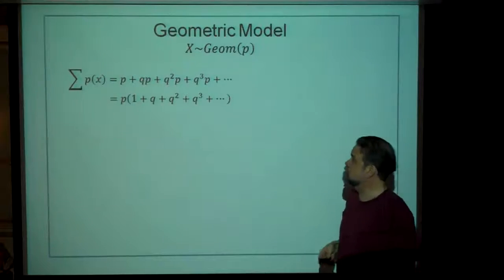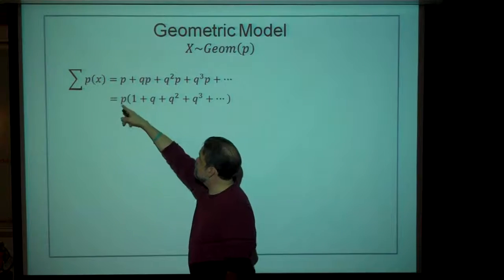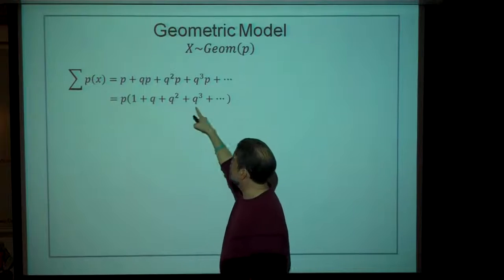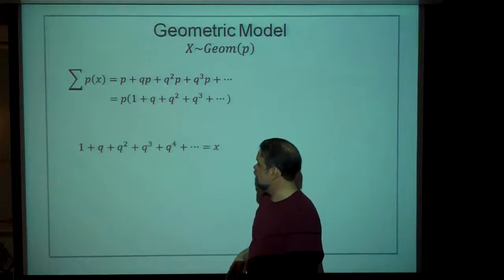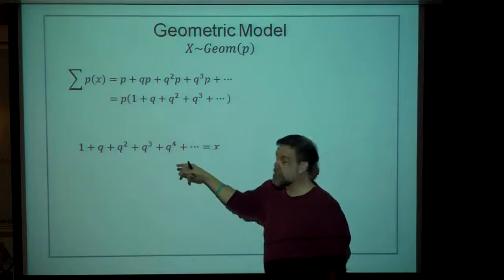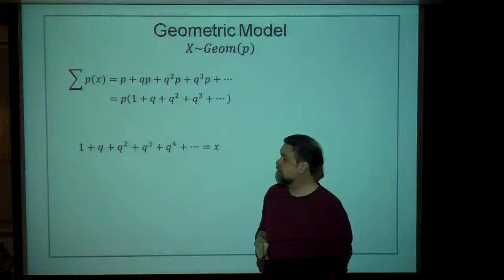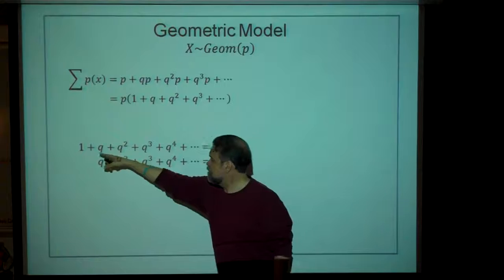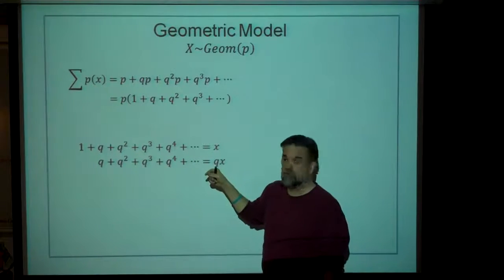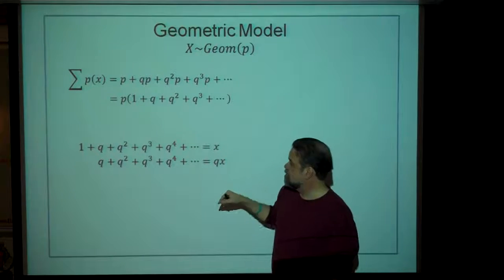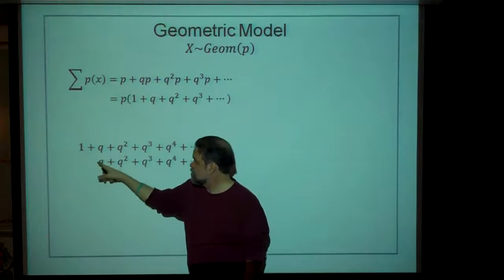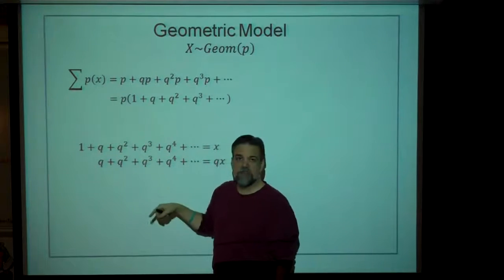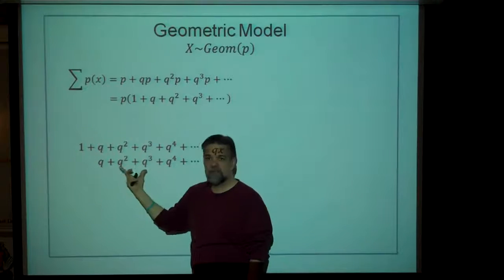Okay? Let's look at the first one. Let's look at this p times (1 plus q plus q squared plus q cubed). And in particular, I want to look at this sum right here. Now, I don't know what this is, so I'm going to call it x. And now what I'm going to do is multiply this times q. So on the right, I get q times x. On the left, I get 1 times q is q, q times q is q squared, times q is q cubed. And you can see that I shifted it over like that.